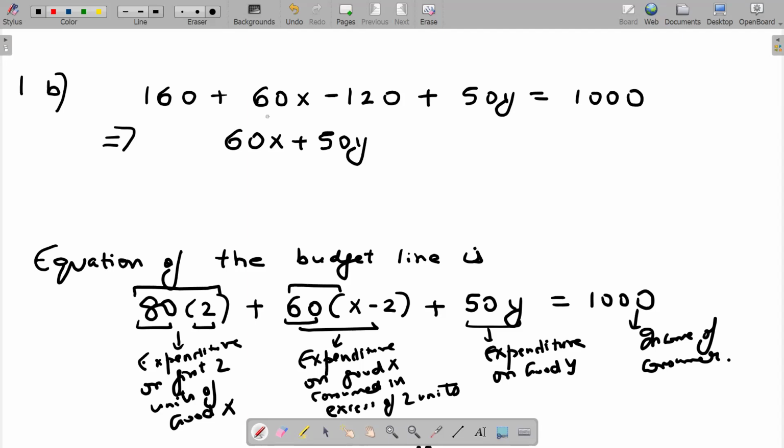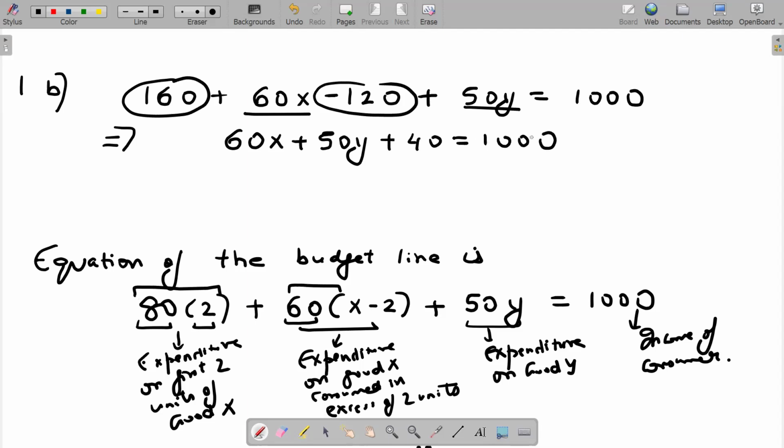I write them together. And 160 minus 120 is 40, equals 1000. So this implies 60x plus 50y equals 960. 60x plus 50y is equal to 960. Okay, so hoping students have understood this. So if you plot the equation of the budget line, how is it going to look like?